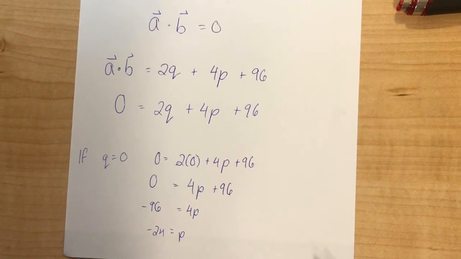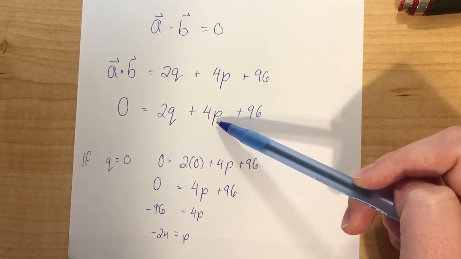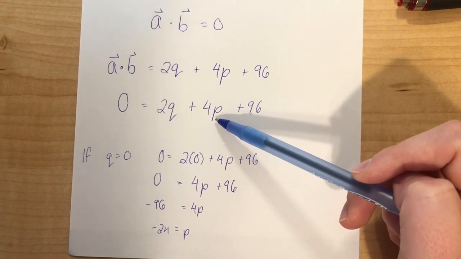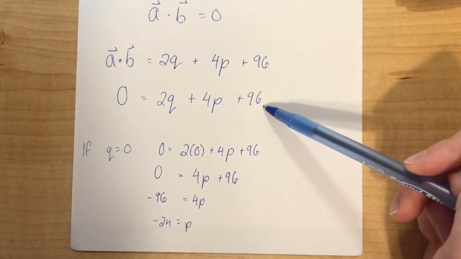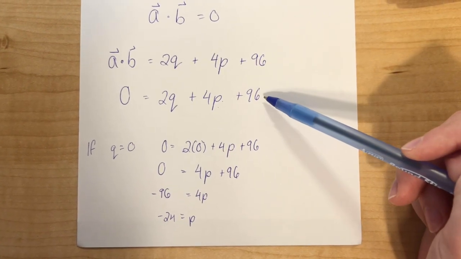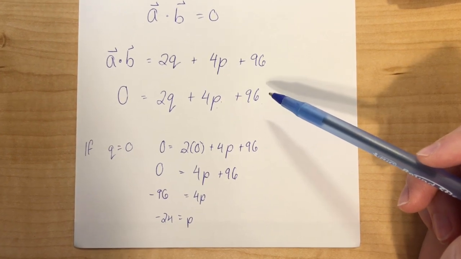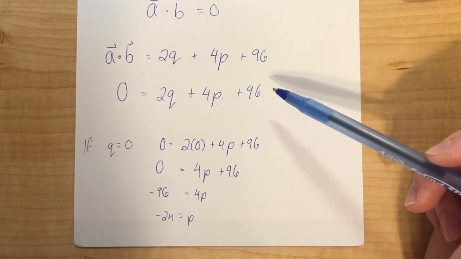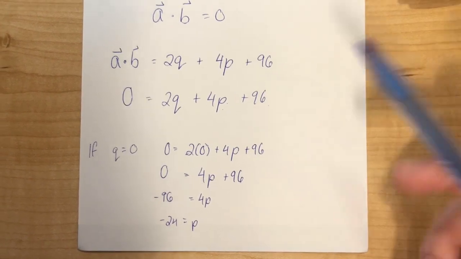But we might have other options, right? What if p was 0? What if p was 12? What if p was negative 6? When we have one equation with two variables, there isn't actually just one solution. There are going to be many, many different solutions. So that's what question B is getting at. Are the values of p and q unique? Well, no, there are lots of different pairs, and this one that I solved for was just one of them.